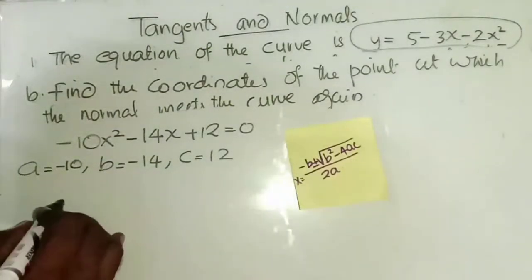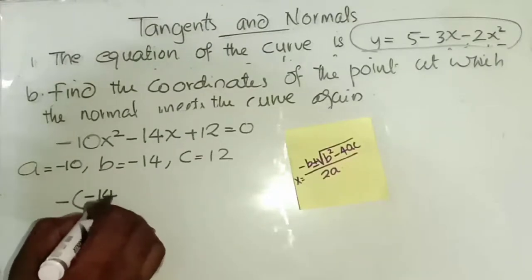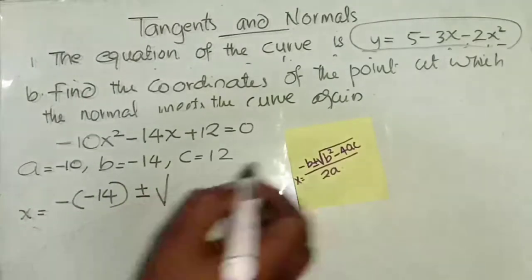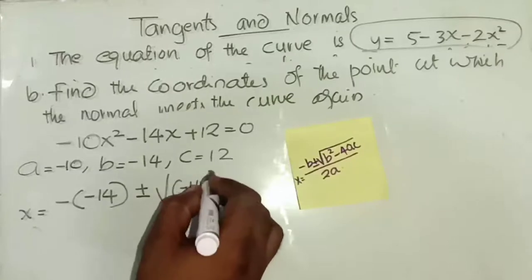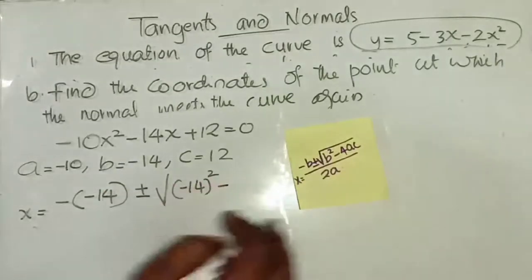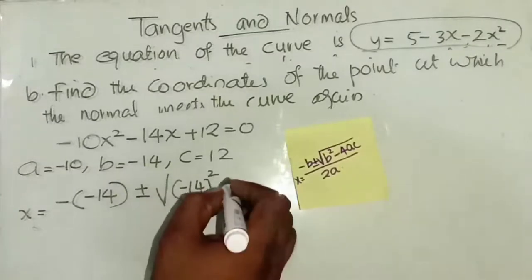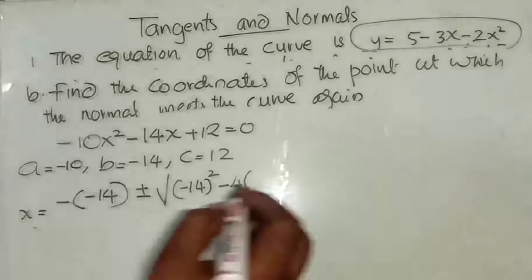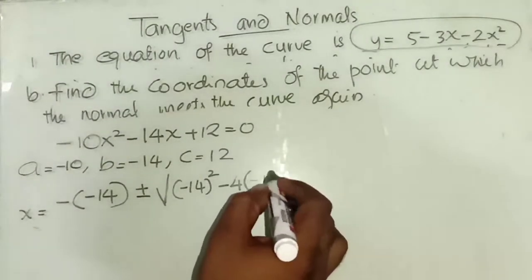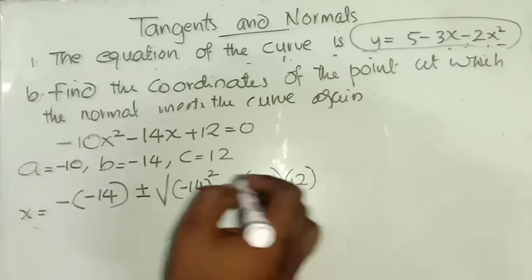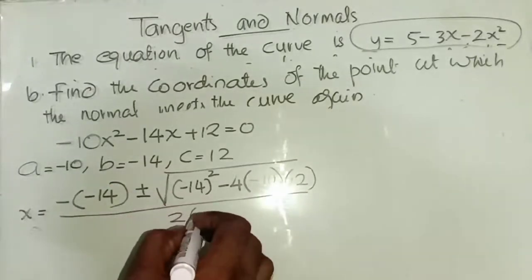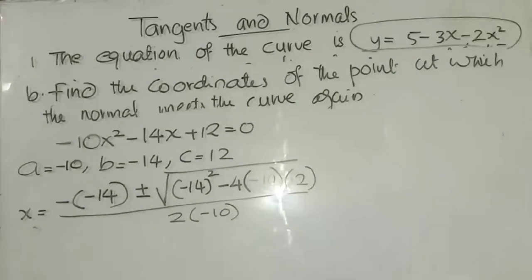We get minus of minus 14, plus or minus, under the root b square, that is minus 14 squared, minus 4ac, 4 times minus 10 into 12, divided by 2a, 2 times minus 10. Yes, so just go on with this calculation.